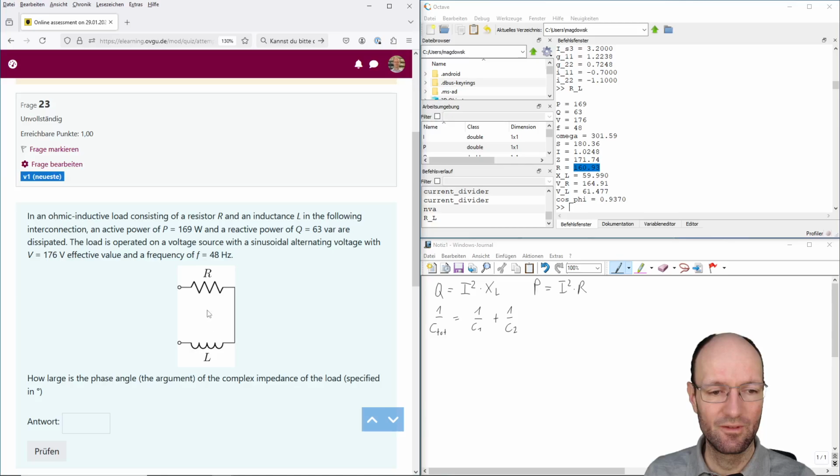Then same circuit. This also looks like maybe a parallel connection, but of course it's a series connection. How large is the phase angle, the argument of the complex impedance of the load? And this should be given in degree.